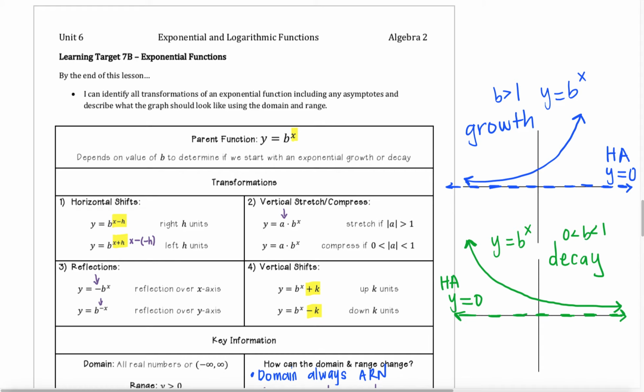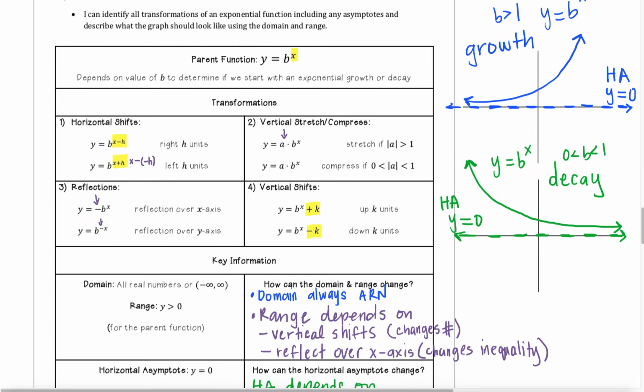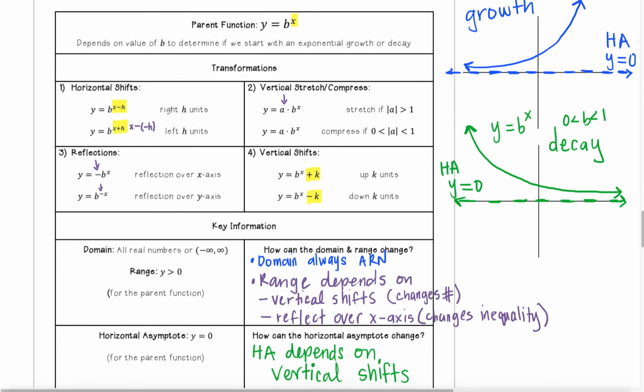And we want to talk about how these transformations are going to affect the key information on our graph. So we need to know 3 pieces of information in order to figure out what these graphs are going to end up looking like. We need to know what the domain is, the range, as well as the horizontal asymptote. Well, our domain for any parent function, whether it's an exponential growth or decay, was always all real numbers, because we could plug in all the negative x values, we could plug in 0, and we could plug in all the positive x values.